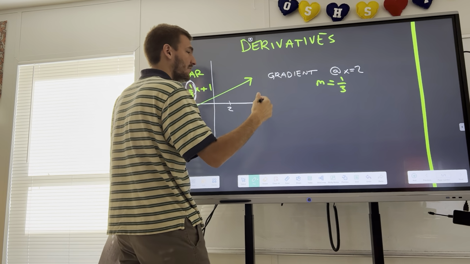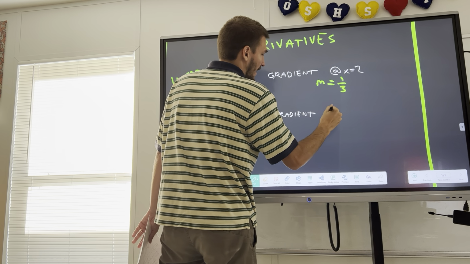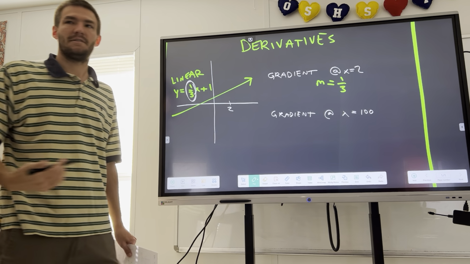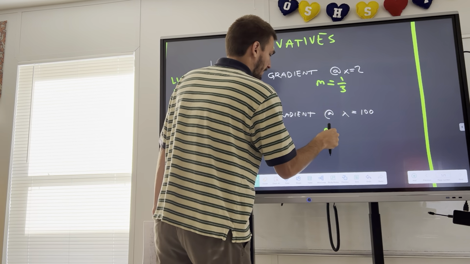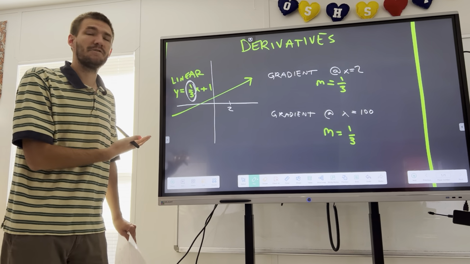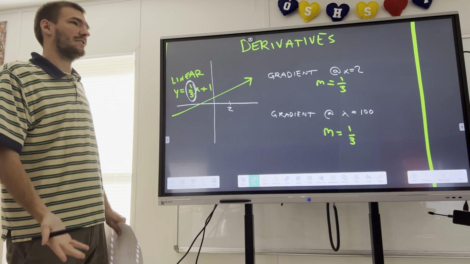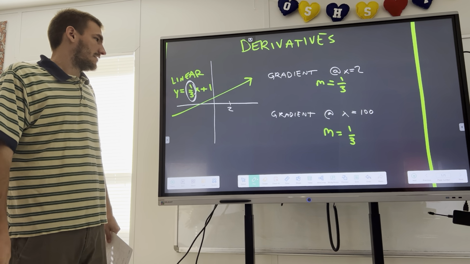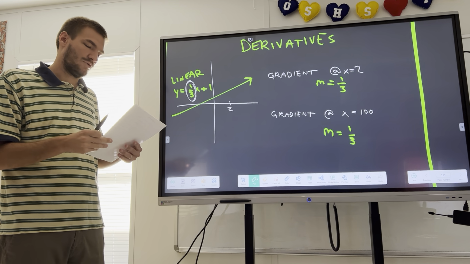And if I ask you another question, what is the gradient at x equals 100, what would the answer be there? 1/3. Nice. That's what we like about a nice linear graph, is that it's really boring, right? There's really not all that much interesting to it. There's 1 y-intercept, 1 x-intercept sometimes, and yeah, it's the same, it's just gonna go on and on and on. The gradient is nice and boring.